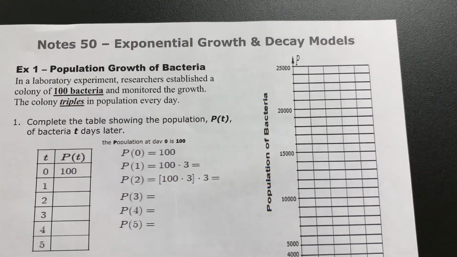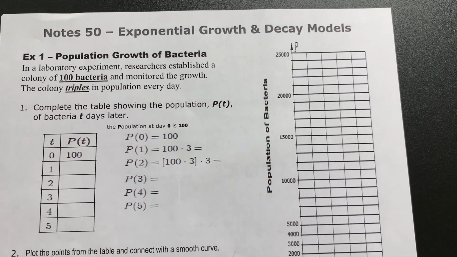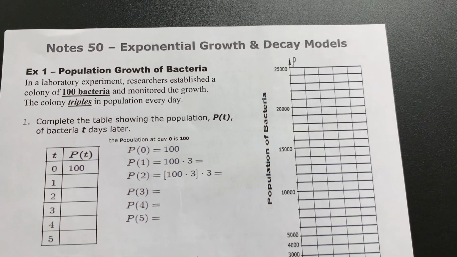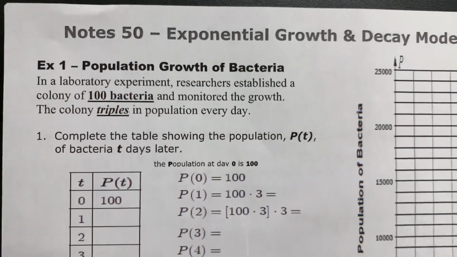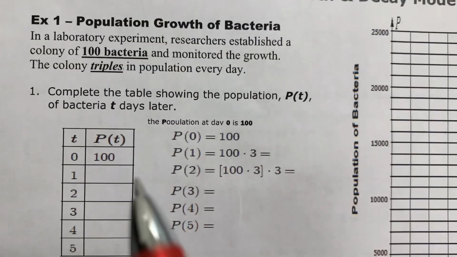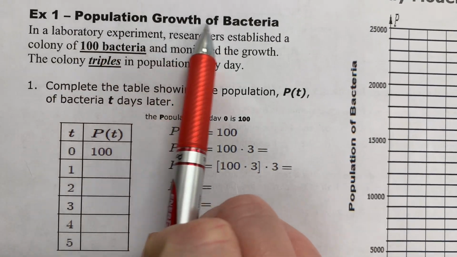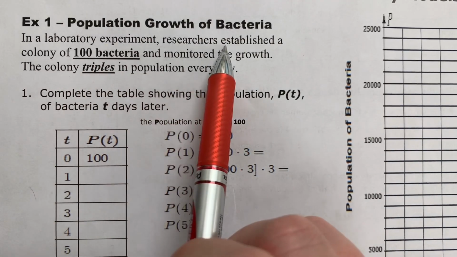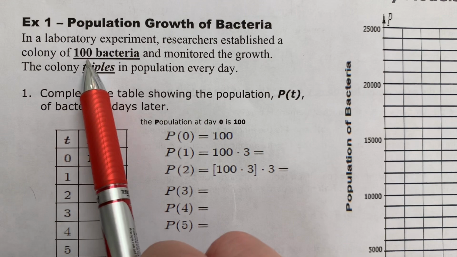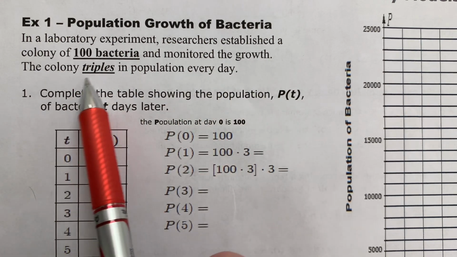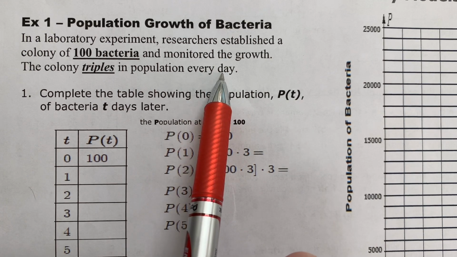All right, so today we are going to do notes 50. We're going to talk about growth and decay in real-world situations. All right, so we have a population growth of bacteria. In a laboratory experiment, researchers established a colony of 100 bacteria and monitored the growth, and the colony tripled the population every day.